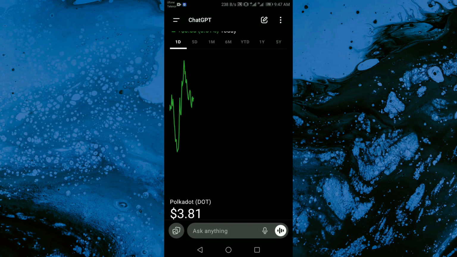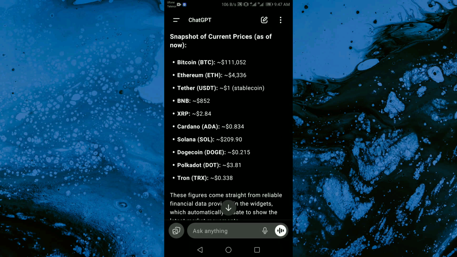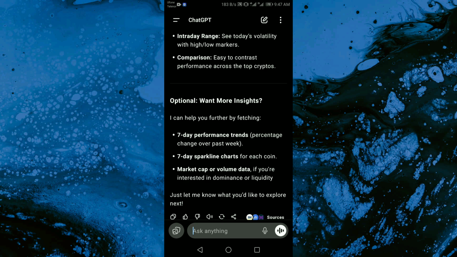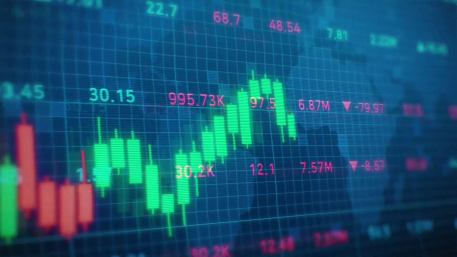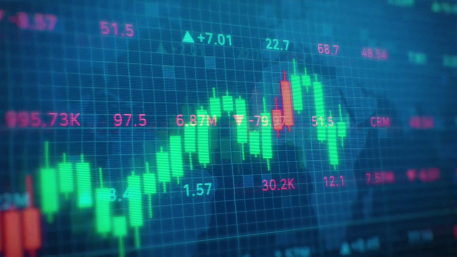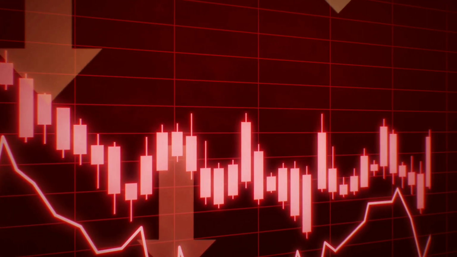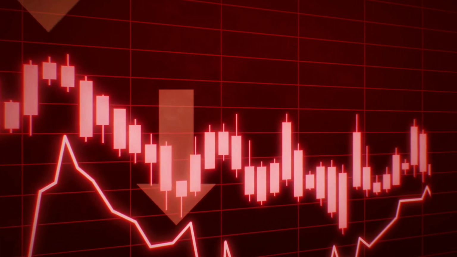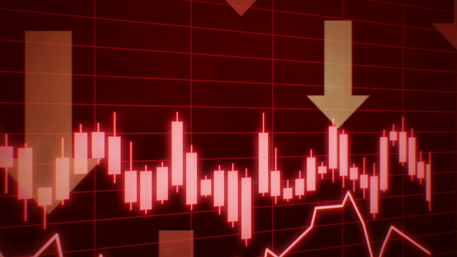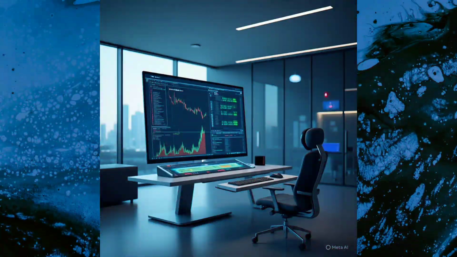Now, let's talk about graphs. A graph is basically a picture that shows how the price of a coin has moved over time. For example, Bitcoin doesn't stay at one price, it goes up and down every day. If you only see the current price, you won't understand the full story. But when you see the graph, you can clearly notice if the price is rising, falling, or staying stable. Graphs are powerful because they tell you the past behavior of a coin. This helps traders and even beginners to make smarter decisions.